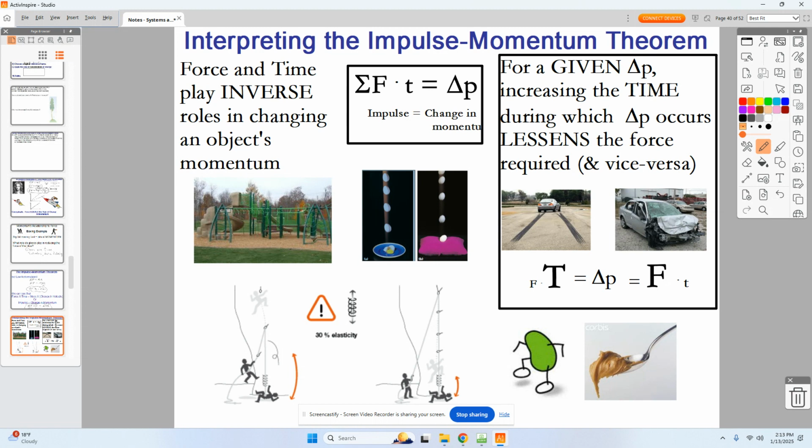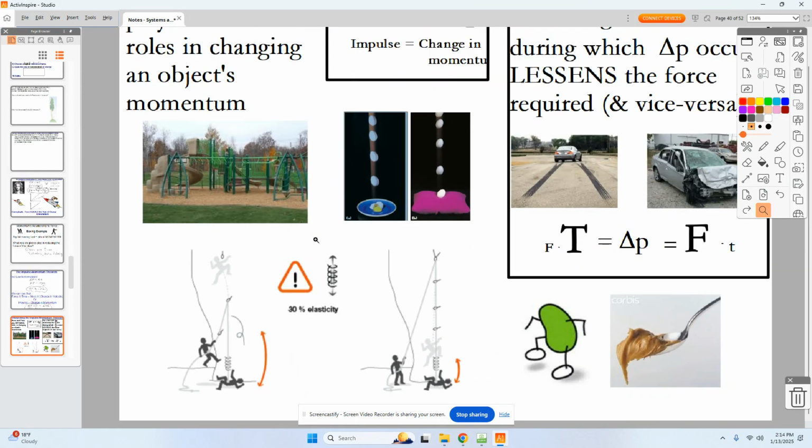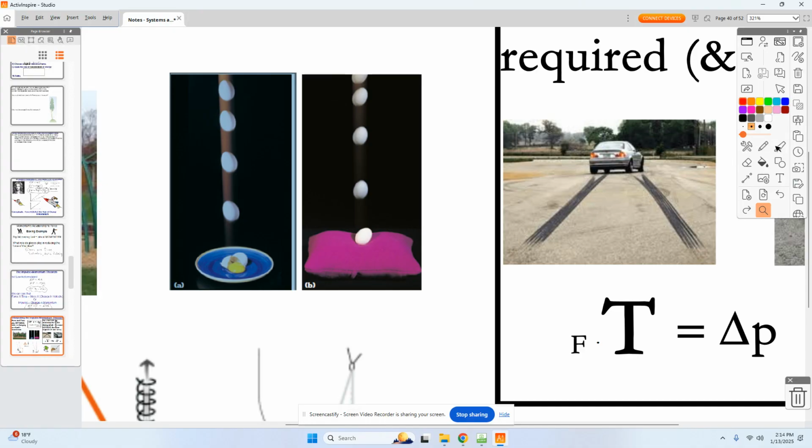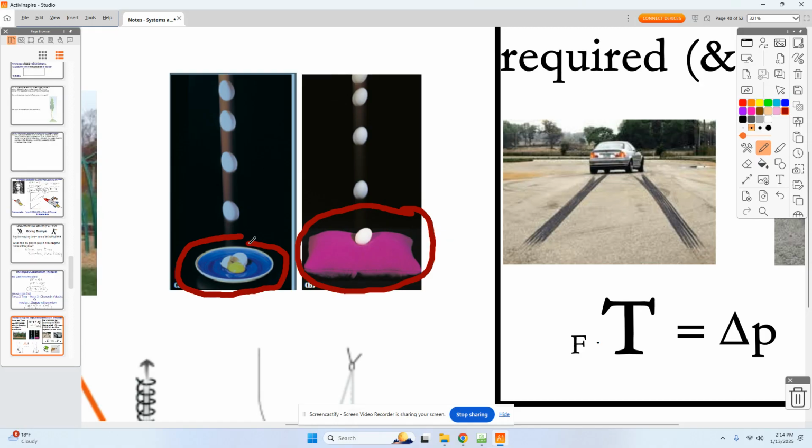All three of the things on the left are about time extensions. So let's review those for a moment. When you guys built your egg drop device, your goal was to make the time interval bigger to be able to make the force smaller. So you guys essentially provide a time extension for the egg. If it hits the plate, it's going to come to a more rapid stop, so it requires a much larger force. If it hits the pillow, it comes to a much slower stop, so it has a fairly small force.